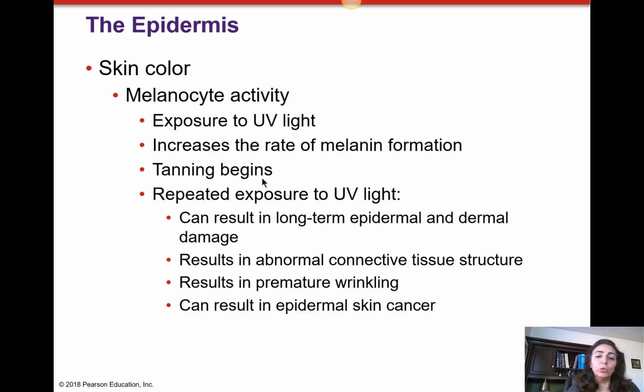And repeated exposure to UV light can result in long-term epidermal and dermal damage, because at one point those melanocytes cannot compete with long and lasting UV light exposure, and this results in abnormal connective tissue structure that may cause premature wrinkling. Instead of at the age of 80, you might get it at the age of 40. It can result in epidermal skin cancers.